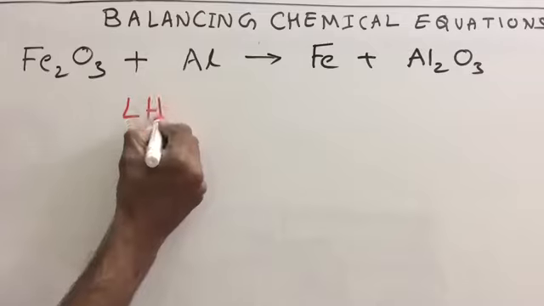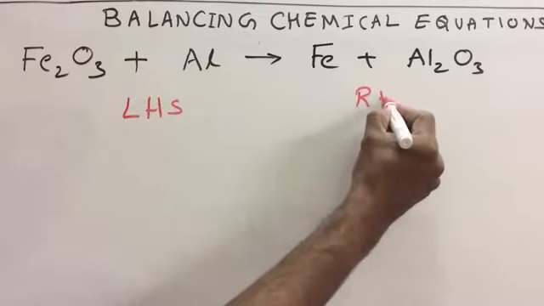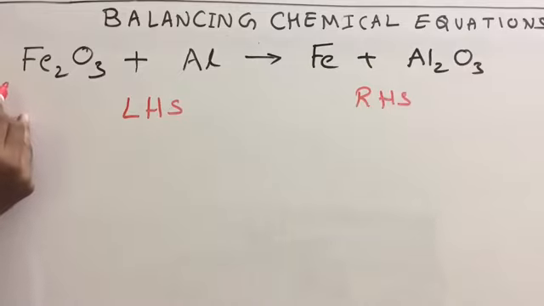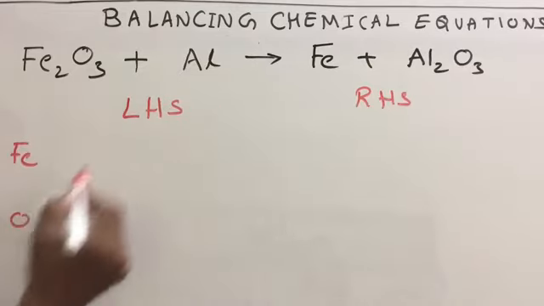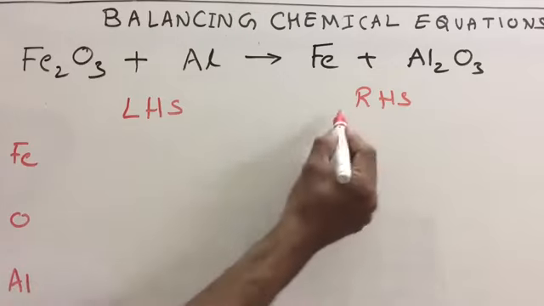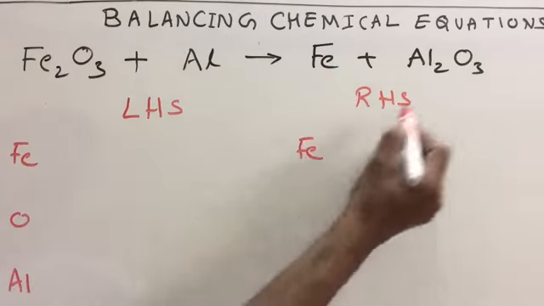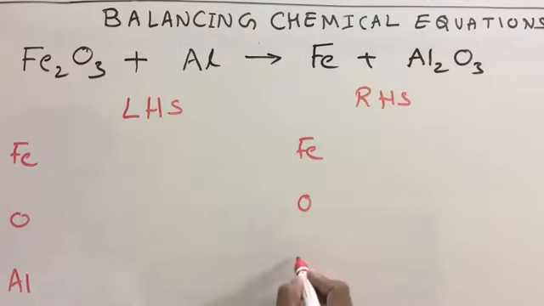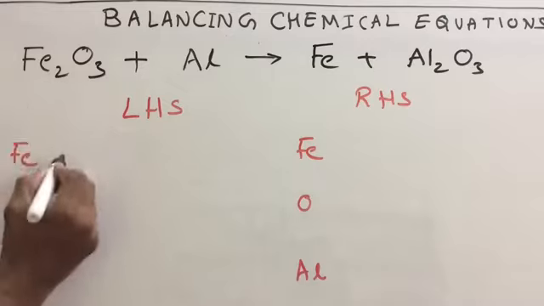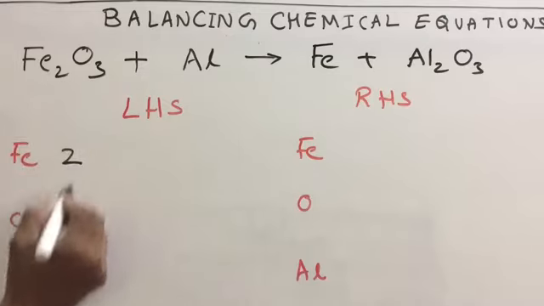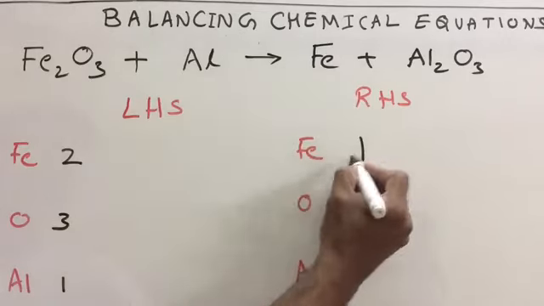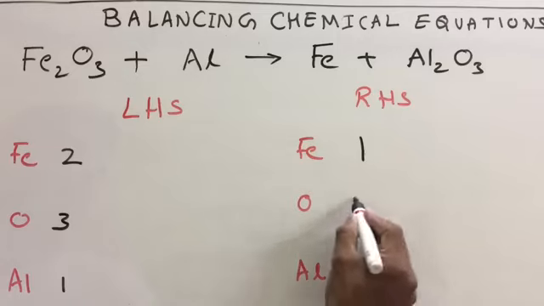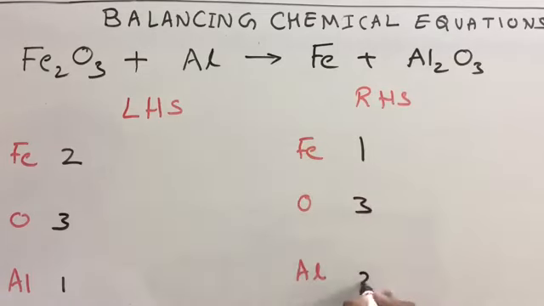Write the equation first and then write LHS, RHS. On LHS the atoms: you have iron atom, you have oxygen atom and you have aluminium. Similarly on RHS you have iron, oxygen, aluminium. Now check the number of atoms of each. For iron you have 2 on LHS, for oxygen you have 3, aluminium 1. On RHS iron 1, oxygen O3 means 3 here, aluminium Al2, 2.